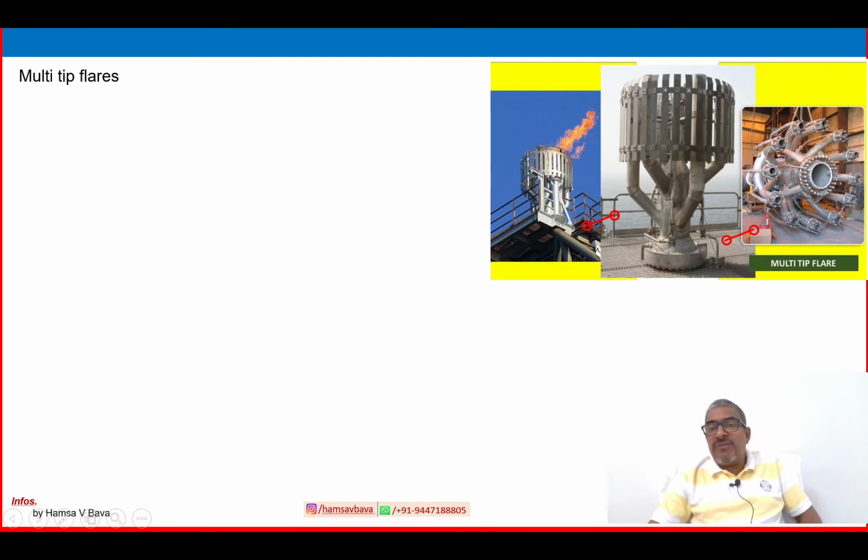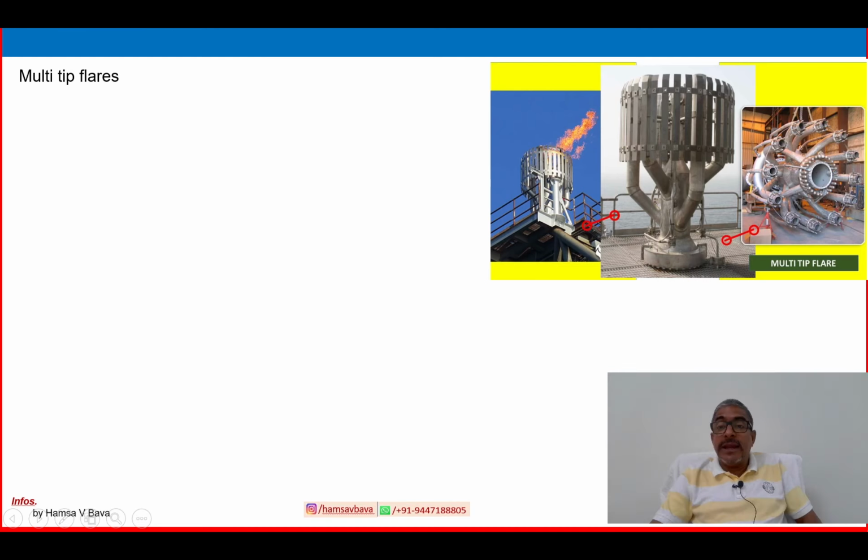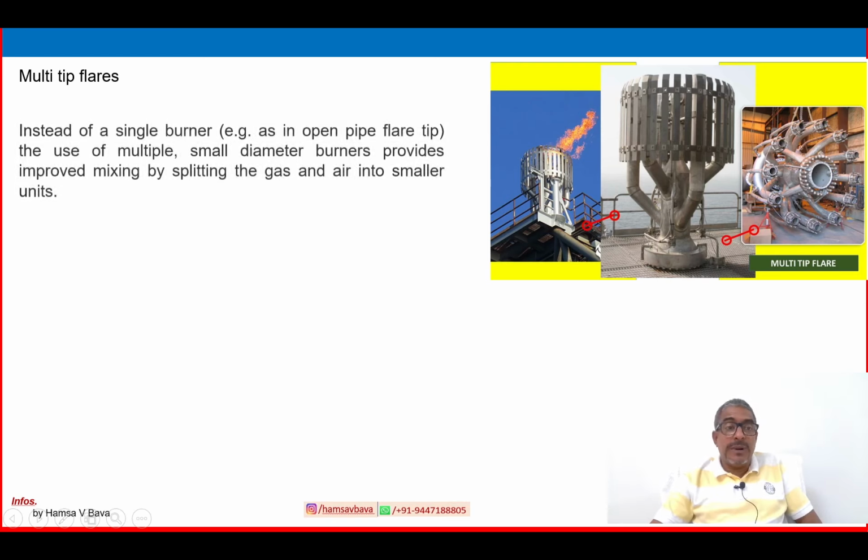And one more type of flare tip design is there, the multiple flare tip. Look, you can see here, multiple flare tip. For the initial flaring, maybe one or two flares will work or start firing, and then when more releases are coming, it can increase the number of flares in service. That method is also possible here.